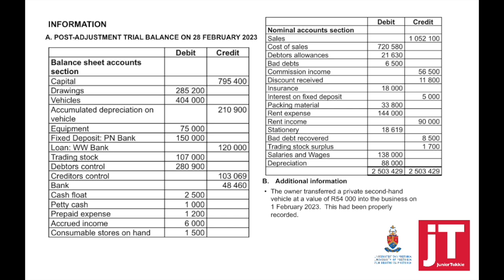So where do we start? The first thing, which is very important to understand, we need to close off all our income and all our expenses. You should know by now that all my income and expenses will appear in the nominal account section. So when we're doing closing transfers, we are focusing on everything in the nominal account section.